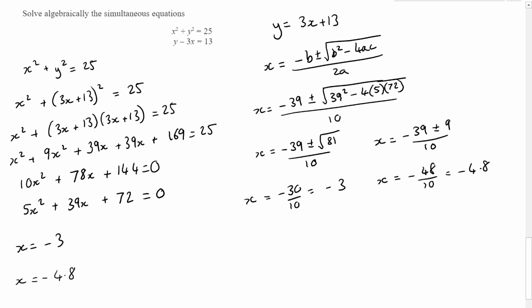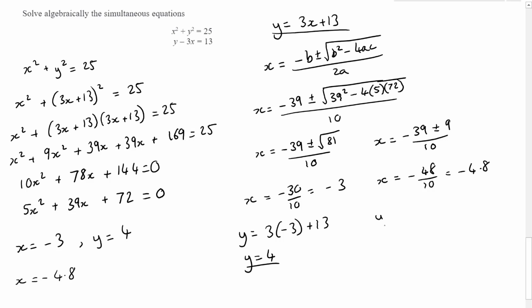Now to solve that, we're going to substitute these back into this expression at the top here. If y is equal to 3 times x, which is minus 3, plus 13, 3 times minus 3 is going to give me minus 9. Minus 9 plus 13 is the same as 13 minus 9, which is going to give me 4. So y is equal to 4 when x is equal to minus 3. So we can write that here.